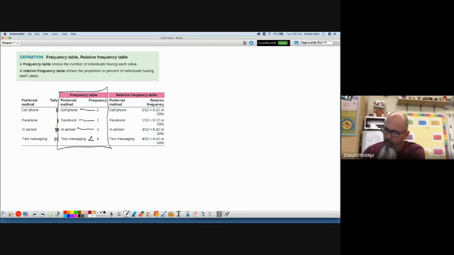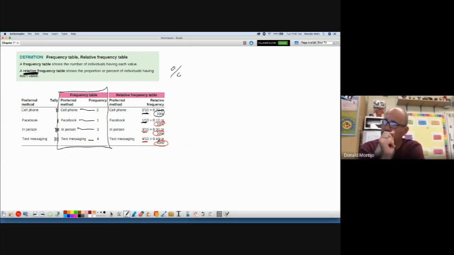What do they mean here by relative frequency? Anytime we see this word relative, we need to automatically think, oh, it's percentages, it's percents. Okay? All relative frequency is taking the frequencies and converting them to percentages. So 2 out of 10 said cell phone. Oh, that's 20%. 1 out of 10 said Facebook. Oh, that's 10%. 3 out of 10 said in person. That's 30%. 4 out of 10 said they prefer text messaging. That's 40%.